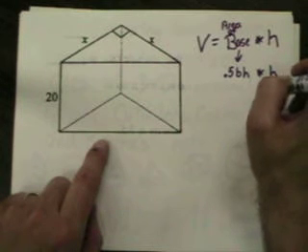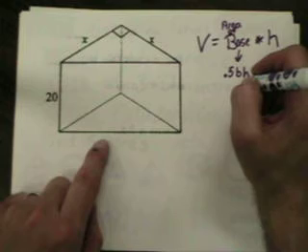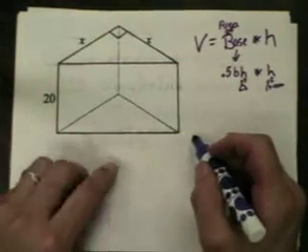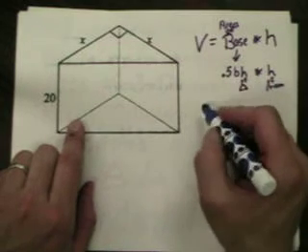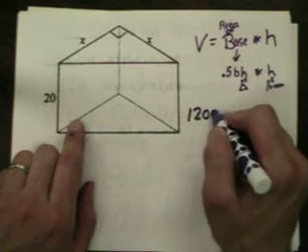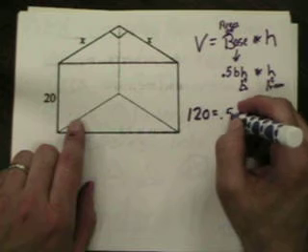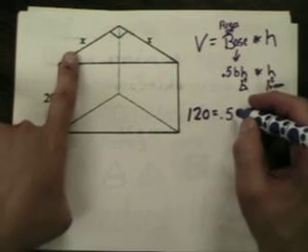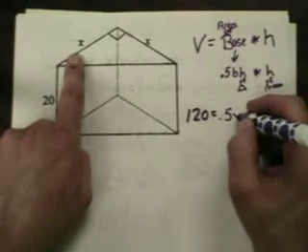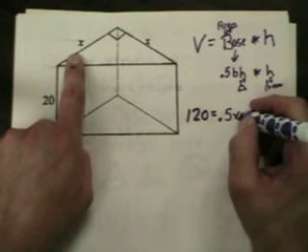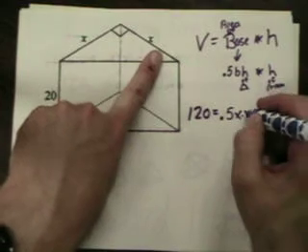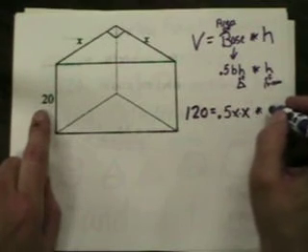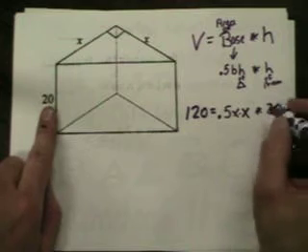So I'm going to write that down so we don't get them confused. Okay. Now, let's plug what we know. We know that 120 equals 0.5 times, let's see, what do we know about the base on this one? The base of this triangle is x. And the height of this triangle is x. And we know that the height of this prism is 20.